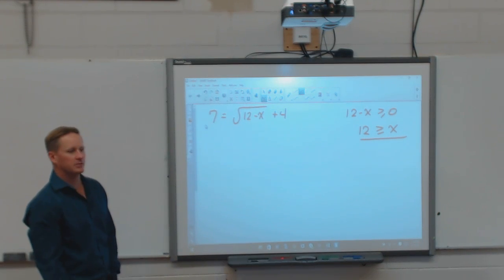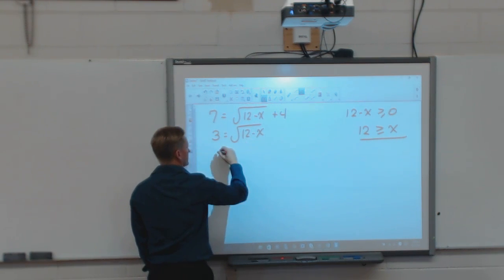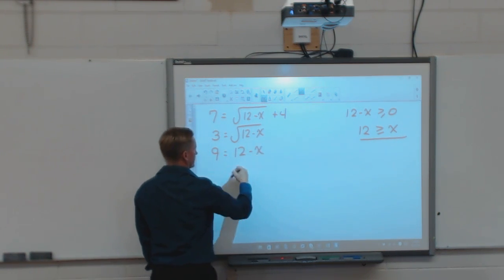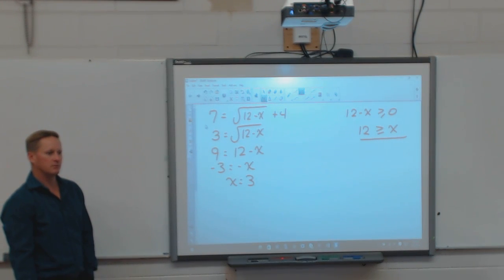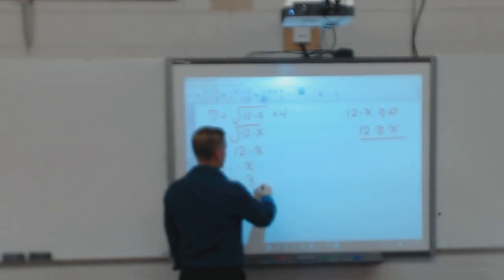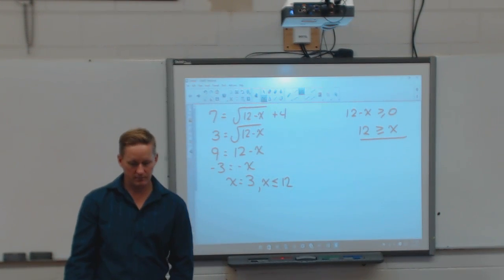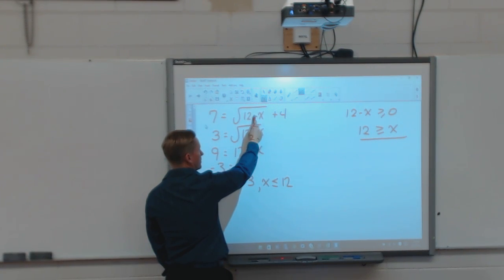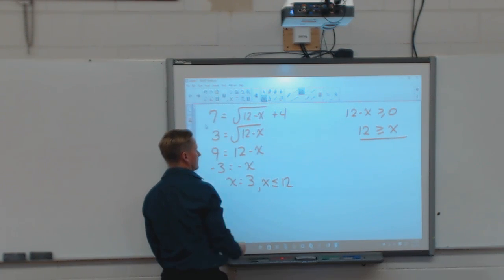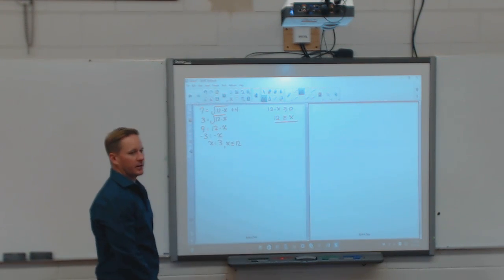Now let's just solve it and see what happens. So I subtract 4, get 3, square both sides, subtract 12, x is equal to 3. Does that fall into our solution? Right? So our solution is x is equal to 3, x has to be less than or equal to 12, checks out. Okay? So far so good. Put the value in. 12 subtract 3 is 9, square root of 9 is 3, add 4 is 7, we got it right.